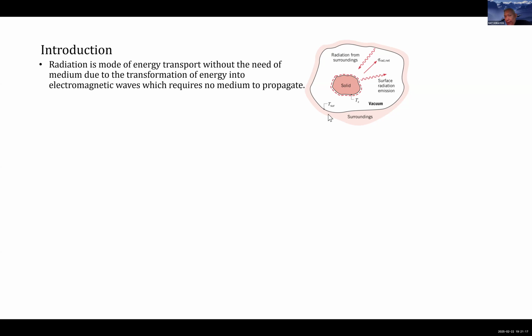Okay? The concept is that if the surface or the object is at a temperature larger than 0 degrees Kelvin, it will have heat transfer in terms of radiation. And this kind of radiation is called emission.